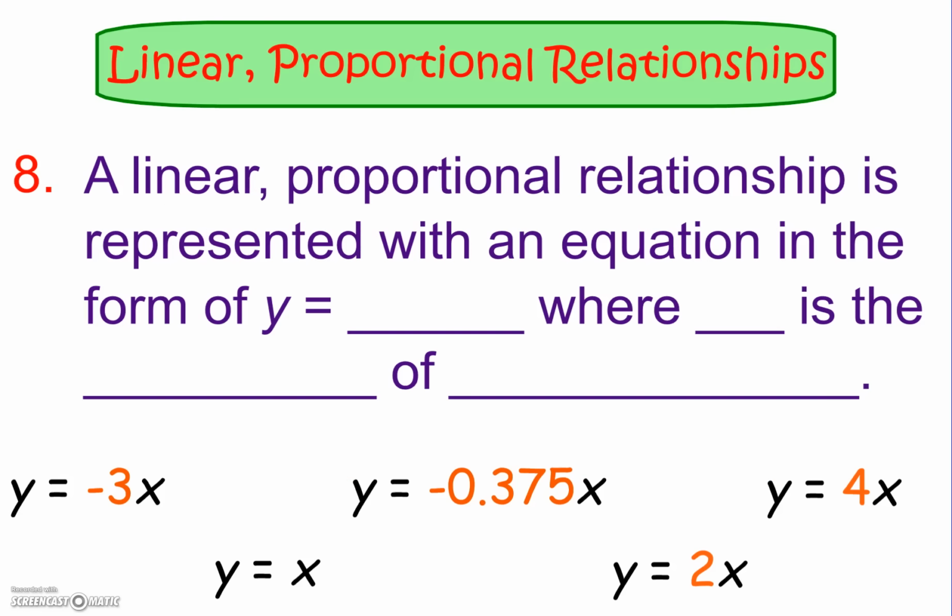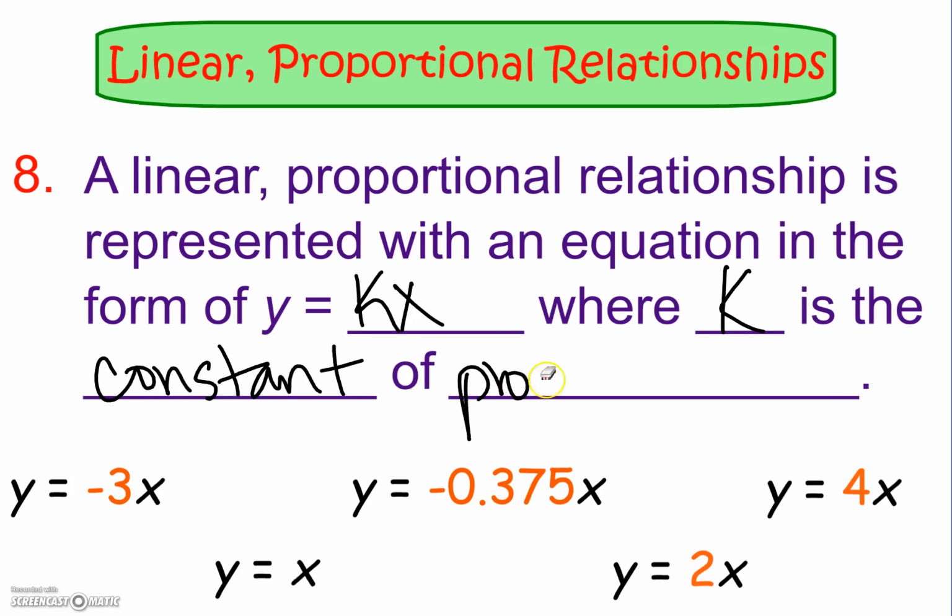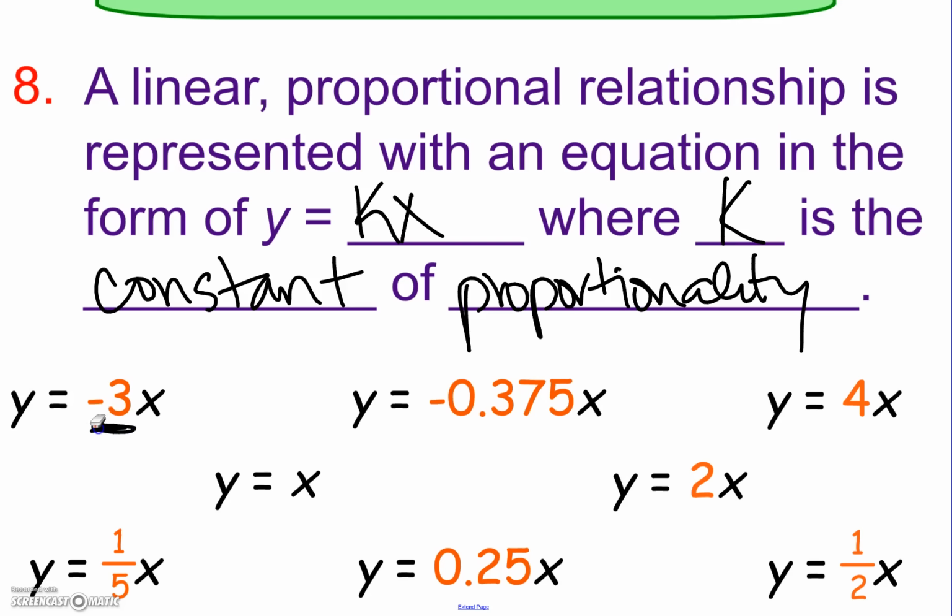So a linear proportional relationship is represented with an equation in the form of y equals k times x, where k is the constant of proportionality. So on your paper, you need to underline -3, that is your k, -0.375, 4. Remember, there's an invisible 1 there, so that would be your constant of proportionality. 2, 1/5, 25 hundredths, and 1/2. Those are your constants of proportionality.